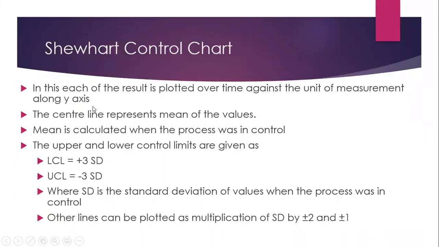First, I'll talk about the Shewhart control chart. In this, each of the results is plotted over time against the unit of measurement along the y-axis. The center line represents the mean of the values. The mean is calculated when the process was in control. The upper and lower control limits are given as plus minus 3 standard deviations, where the standard deviation is of the values when the process was in control. We can add other lines on the plot as multiples of standard deviation, that is 2SD and 1SD.